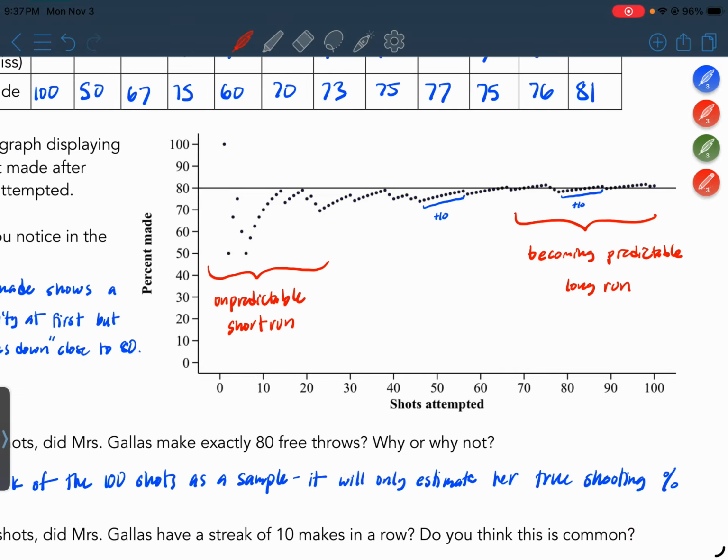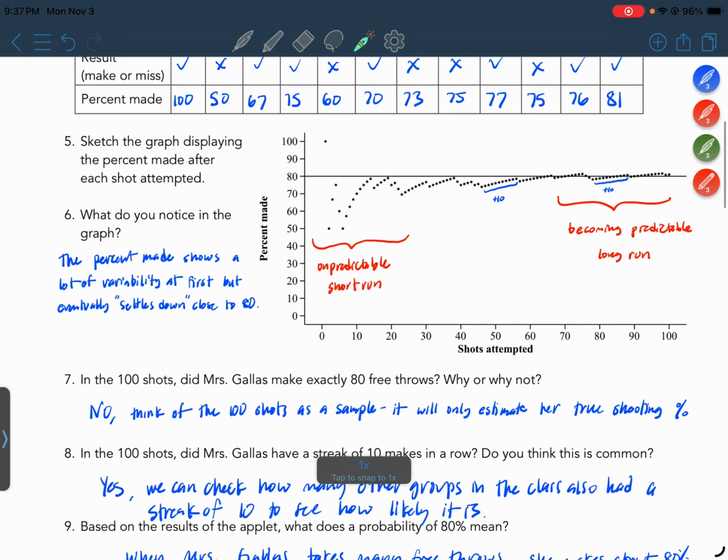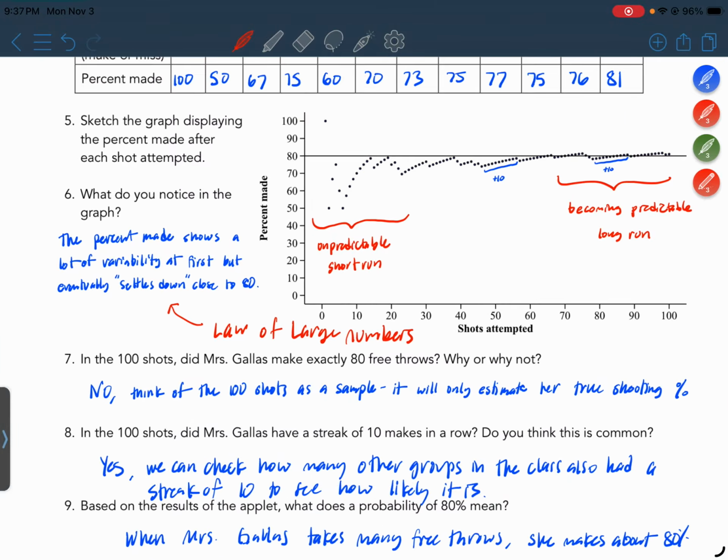So we want to differentiate the fact that early on, percent made is unpredictable. Later on, much later on, it becomes predictable. This idea of it eventually settling down is called the law of large numbers. The more times we simulate something, the closer the estimate gets to the truth.